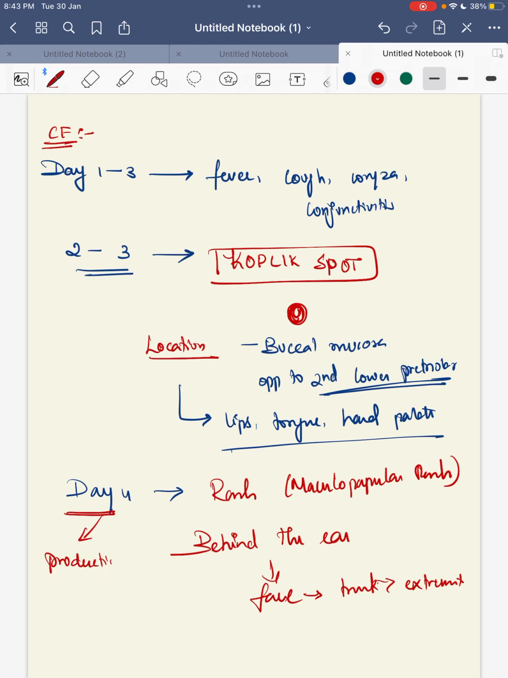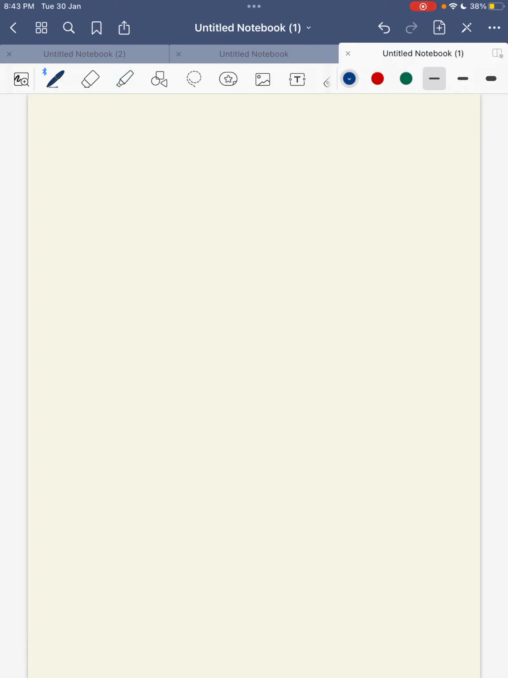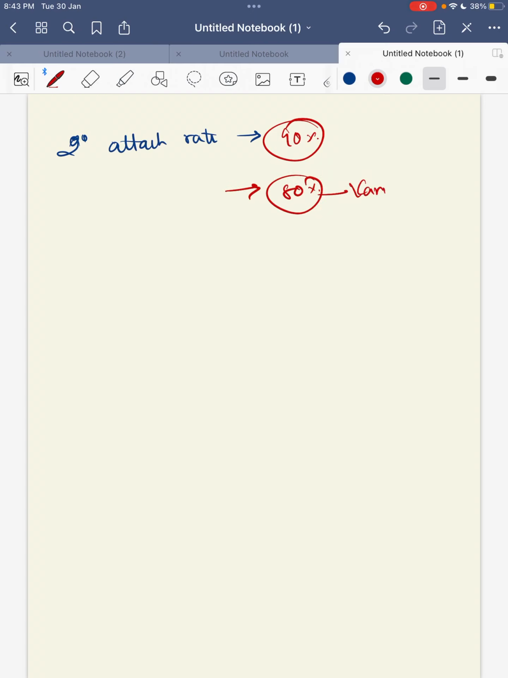Okay, only when the rash is developed, there will be production of antibodies. Okay, next. So this is about the course of the disease. And one more thing, the measles patient is very contagious, so he has to be isolated, because the secondary attack rate of measles is 90%, whereas in chickenpox, varicella, the secondary attack rate is 80%. This one you have to remember.